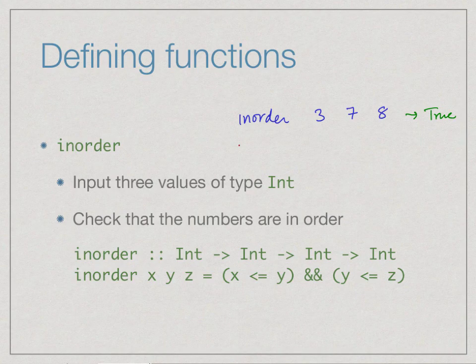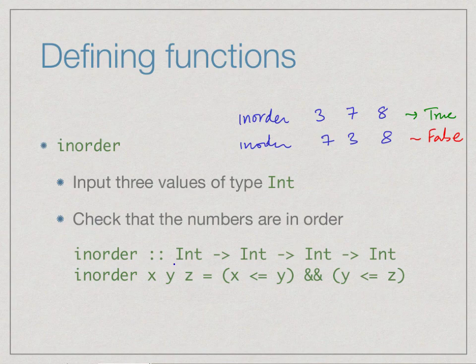But if, on the other hand, I say in order of 7, 3, 8, this should be false. Right? So we are given three inputs and we want to check that the three inputs are in ascending order. So this is now a function which takes 3 ints and produces an int.